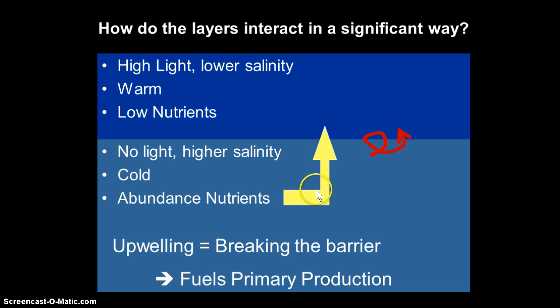But let's remember that the take-home message for this whole unit is mechanisms for breaking the stratification between the deep ocean and the surface ocean, in what we call upwelling events, which bring nutrients and other things from the deep ocean to the surface to fuel large amounts of primary productivity.